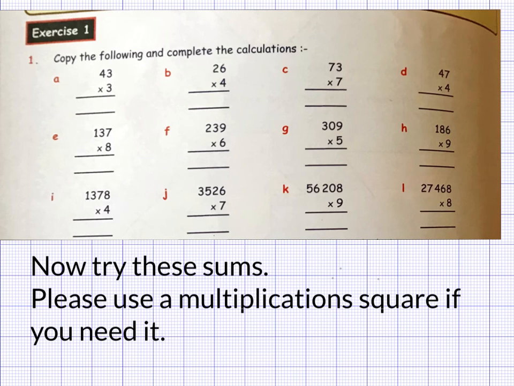Here are some sums for you to try out using this method. Try the sums. Remember to use the multiplication square if you need it. Now it's important to try lots of different types of calculations. We had the extended form method the past 2 days. We're now trying out this one. You might prefer the other one, but it's really good to try different methods to see how they work.